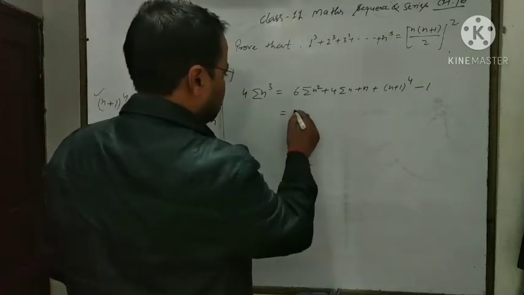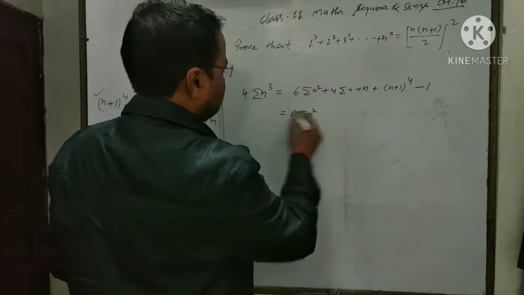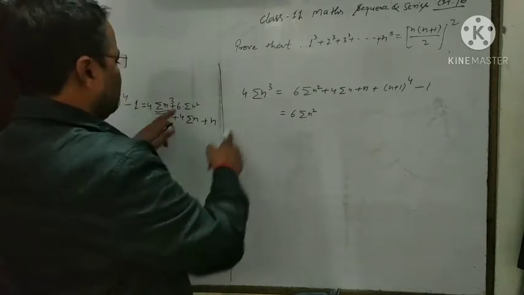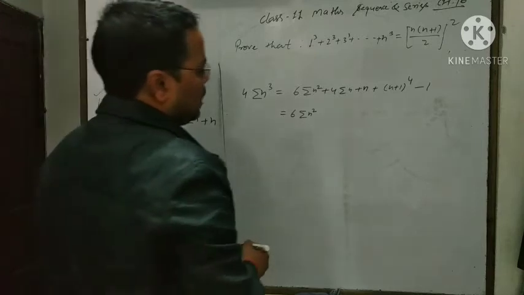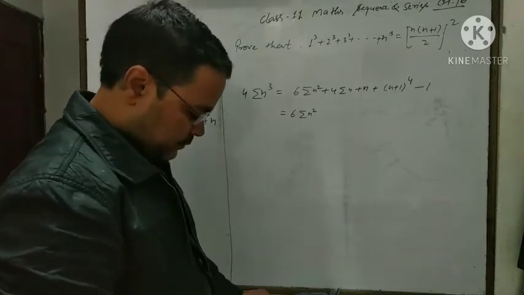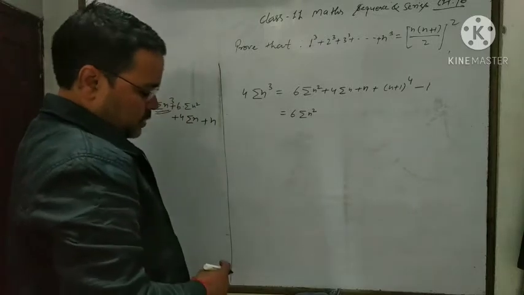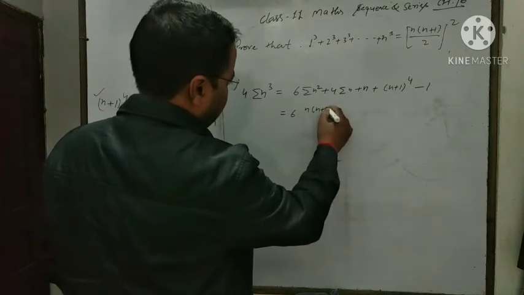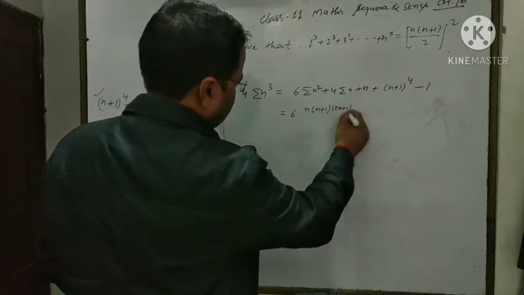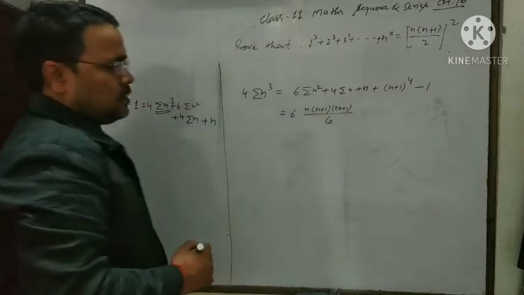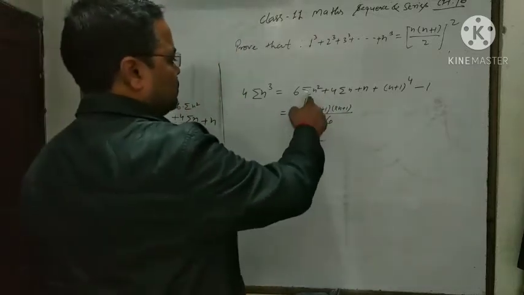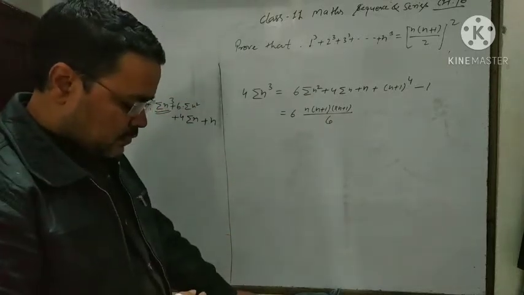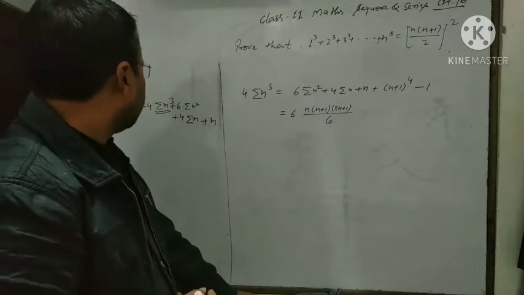Here it will be 6 sum of n square, sum of n cube on this side, and n square. Okay, and we know that the sum of n square is what? We have to put it: sum of n square is n into (n plus 1) into (2n plus 1) by 6. This is the value of this sigma n square, the sum of the squares of the first n natural numbers, times 6.